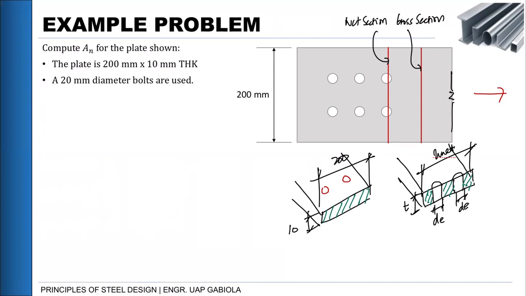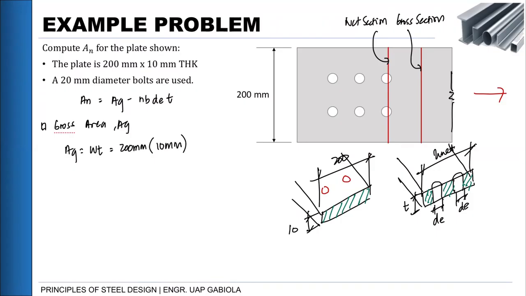Okay? So, again, according to sa equation, net area is equals to AG minus number ng bolts, diameter effective times thickness natin. Okay? Again, yung diameter dito naging effective na siya. So, looking at the equation, kailangan muna natin, syempre una is yung gross area o yung AG natin. According dito sa net section natin. So, for gross area, that is just W times T or 200 mm times 10 mm. So, that is 2,000 mm squared. Okay? So, okay na tayo dyan.